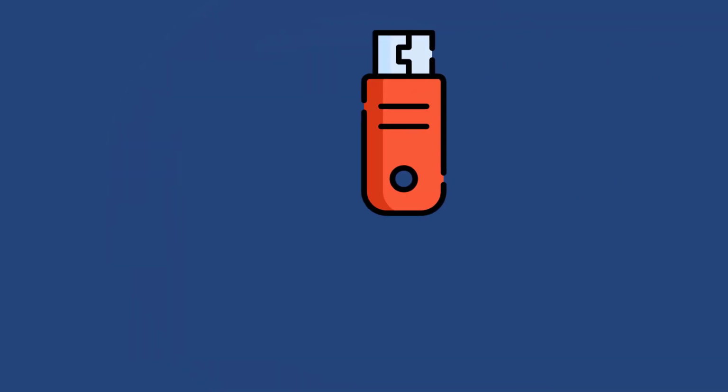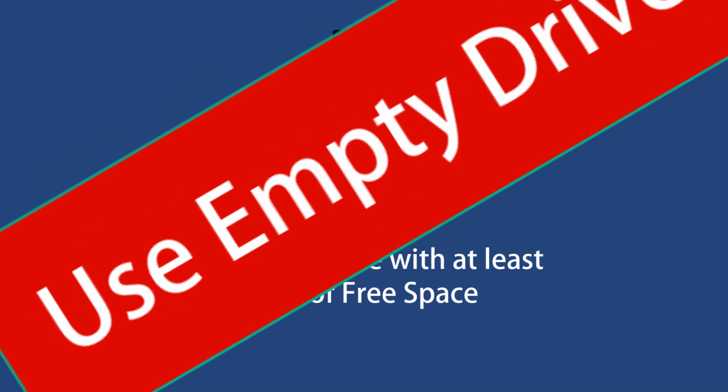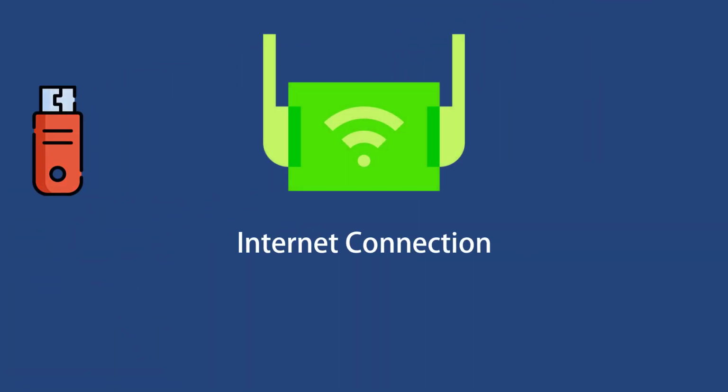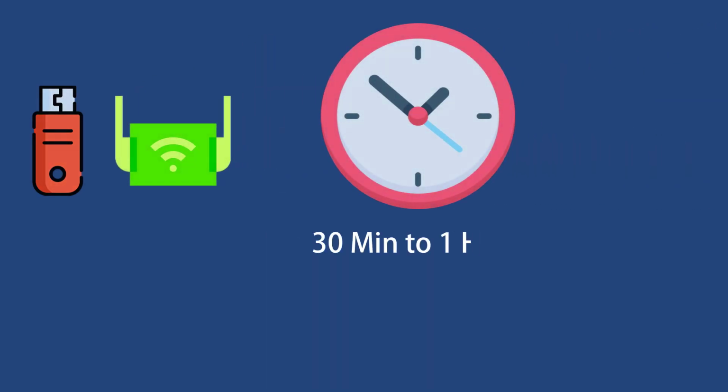Things you will need. To create a bootable USB, you will need a USB flash drive with at least 8 GB of free space. Know that this process will erase all the data on the USB drive, so it is better to use an empty drive. Since you will be downloading Windows 10, you will require an internet connection. The process might take around 30 minutes to 1 hour, which depends on the speed of your internet connection.